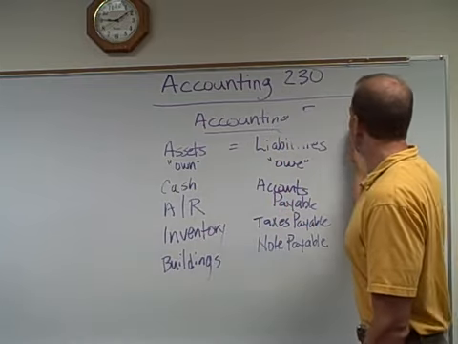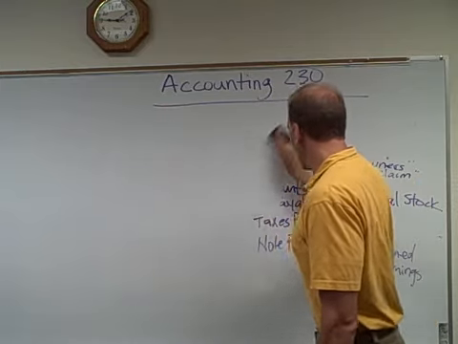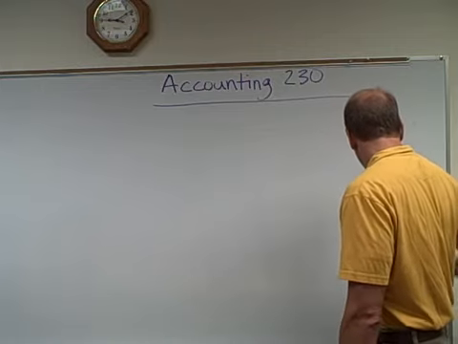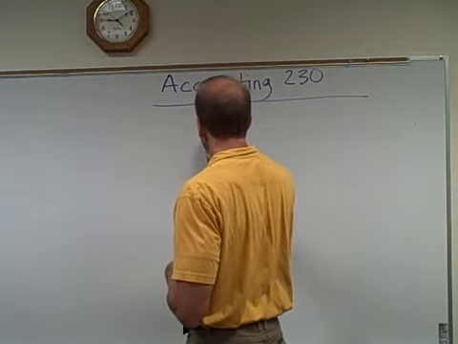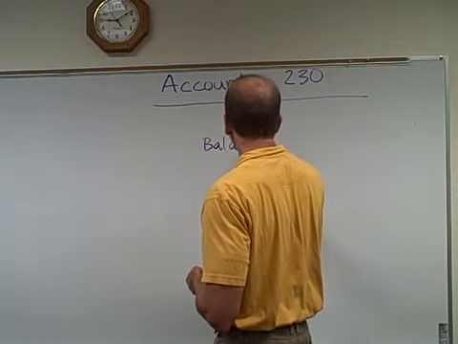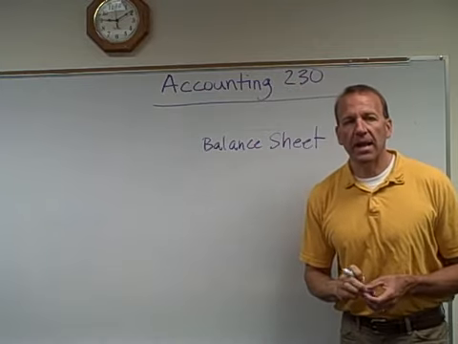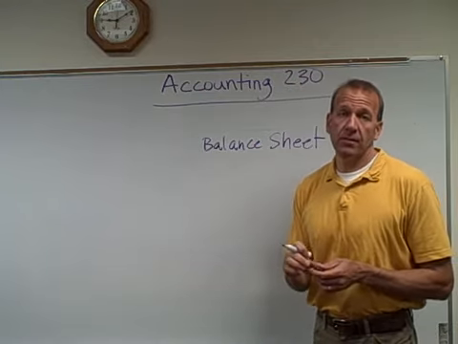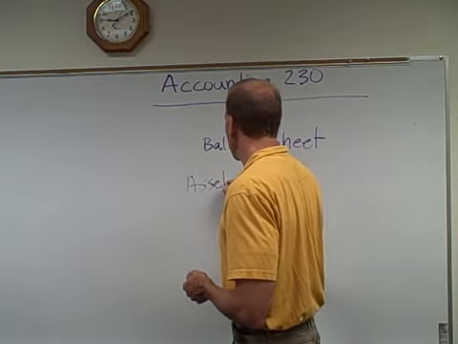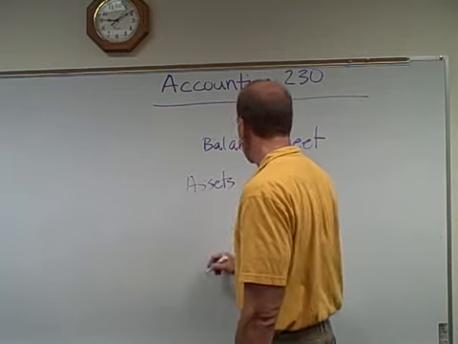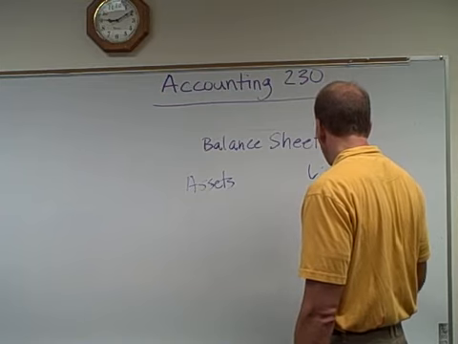Now let me erase this. And I'm just going to write quickly on the board the balance sheet. The balance sheet is a formal financial statement that corporations file, okay? Typically, you'll see it in this format, it'll keep track of assets, and then it'll have your liabilities and your owner's equity.